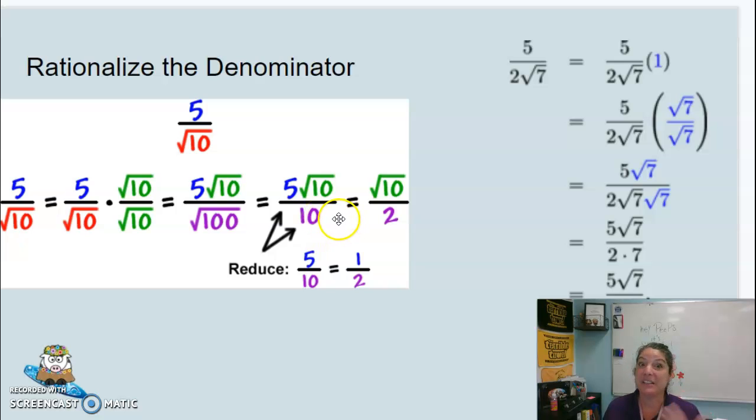Okay, now here's where you've got to be a little bit careful. You can only reduce the numbers that are both on the outside. So the 5 and 10 can reduce to a 1/2. You can't reduce numbers if one is on the inside and one is on the outside. So just be careful about that, okay?